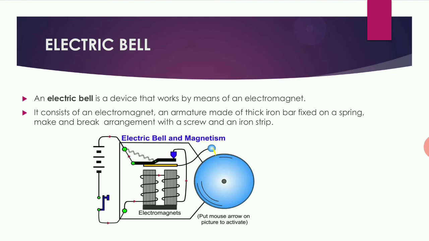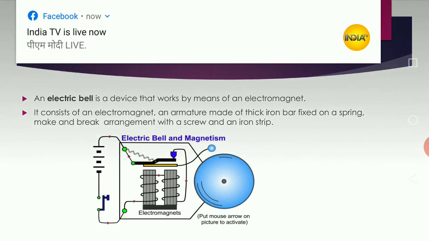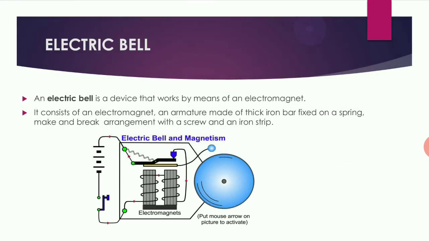Due to the motion, the iron bar moves and the iron strip loses its contact from the screw, and hence the circuit becomes broken and the current stops flowing. Due to this, the electromagnet loses its magnetic power and the iron bar, which is attached to the spring, moves back to its initial position.